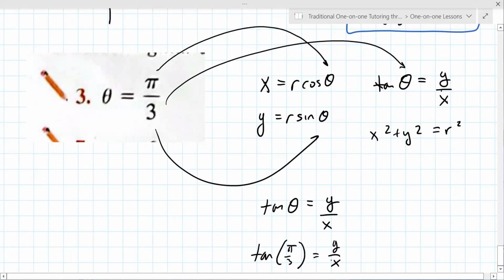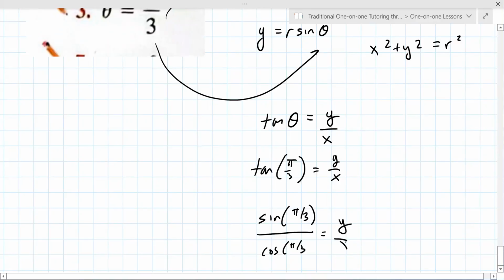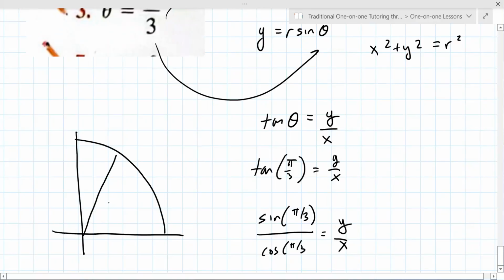Okay. So you have to be able to go to your unit circle. What is the tangent of theta? As a reminder, it's sine over cosine. I think we talked about this last time a little bit. You've got to be able to go to that first quadrant. There's pi over 3. And you need to be able to tell me those values.